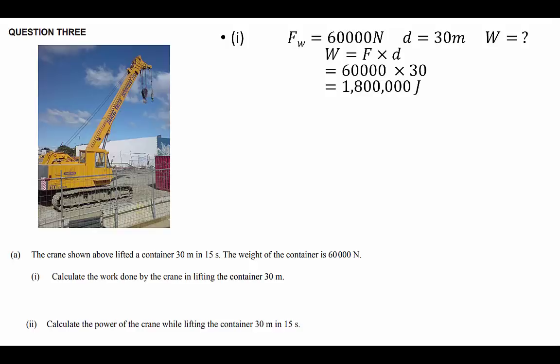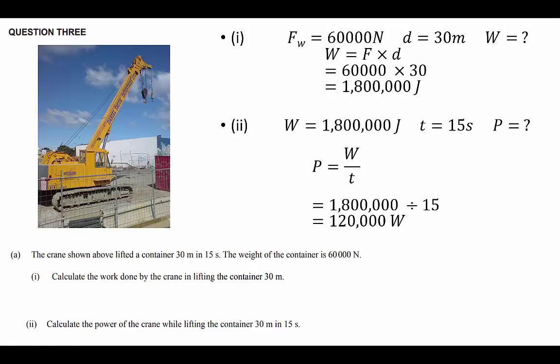In part 2 we have to calculate the power of the crane, and so the equation that you've got for power, at the front of the booklet, is energy or work done divided by time. So we use the work done from part 1 and we divide that by the time of 15 seconds. So 1,800,000 divided by 15 comes out at 120,000 watts or joules per second.